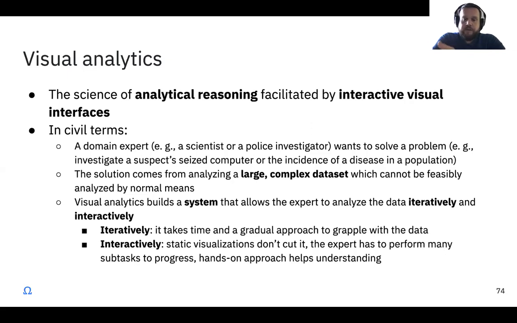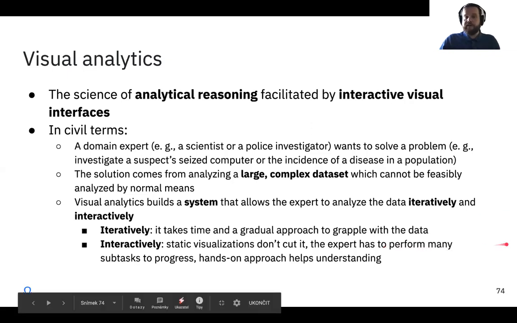So a policeman or investigator wants to investigate a suspect's seized computer, or a medical scientist wants to research the incidence of a disease in a population. The solution will come from analyzing a large complex data set, which cannot be feasibly analyzed by normal means. So the data is there, but you have no way to access it.